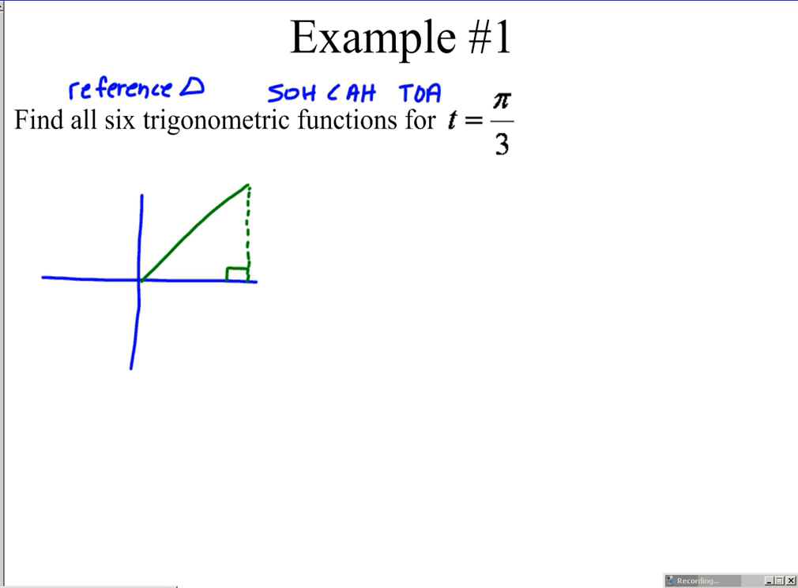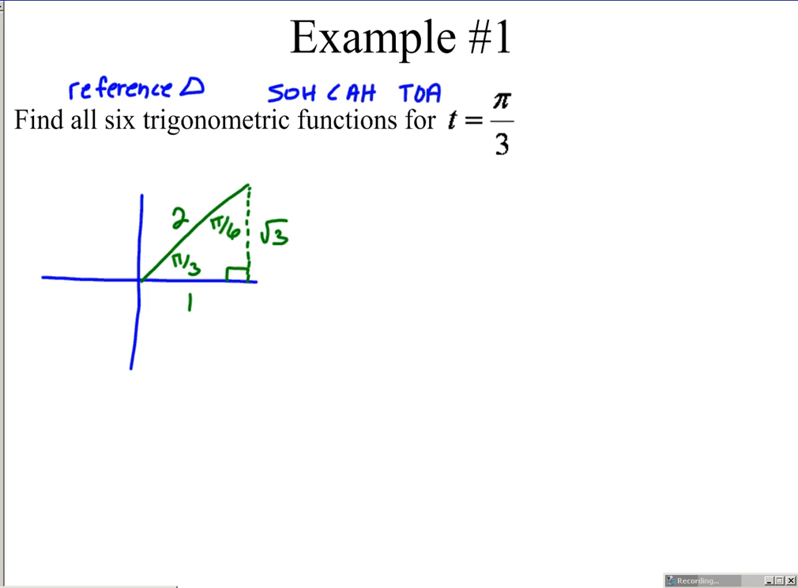There's your right triangle. We know that we have rotated pi over 3 radians, so this angle has to be pi over 6. Once you do that, go ahead and label your sides: 1, square root of 3, and 2. We know this side's 1 because it's across from pi over 6 or 30 degrees. This is your reference triangle.